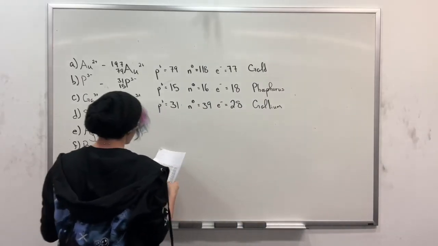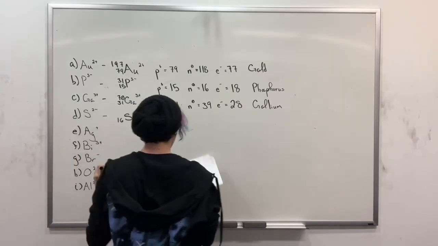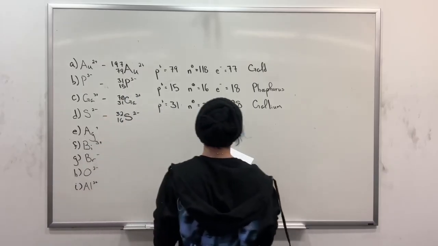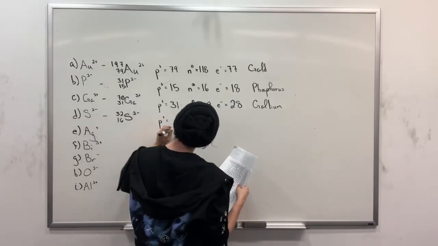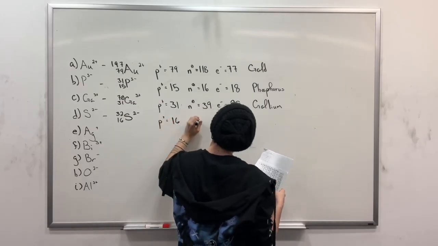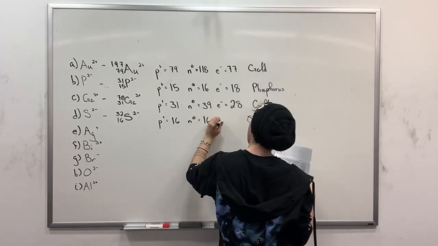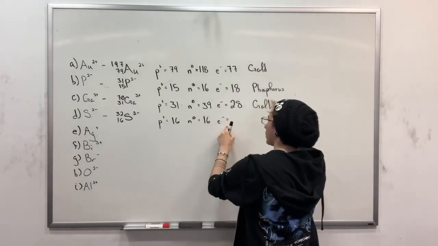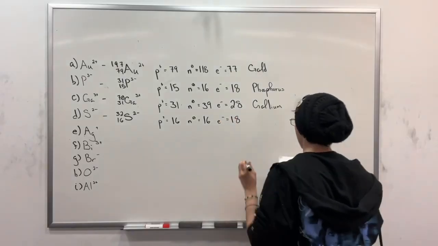S2 minus. Sulfur is element 16 on the periodic table. Its mass is about 32. And so we know it has 16 protons. Mass minus atomic number, we have 16 neutrons. And if it has a minus charge, it has more electrons. 2 minus tells us it has 2 extra electrons to protons, so we have 18 electrons in our sulfur.